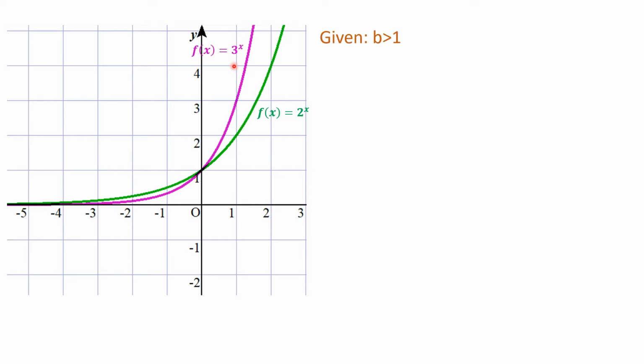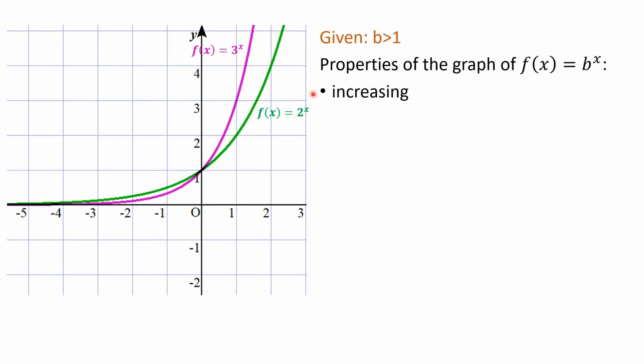Given that b is greater than 1, the properties of the graph of f(x) = b^x are the following. First, it is increasing. It can be observed from both curves. Both are increasing. That is, as x increases, y also increases.